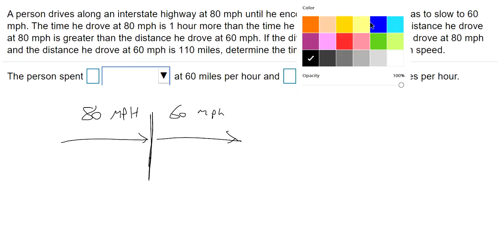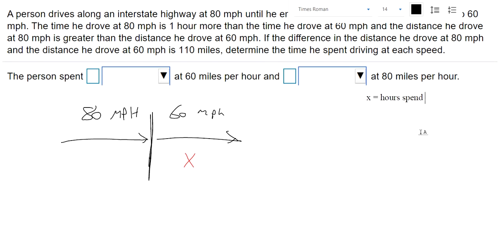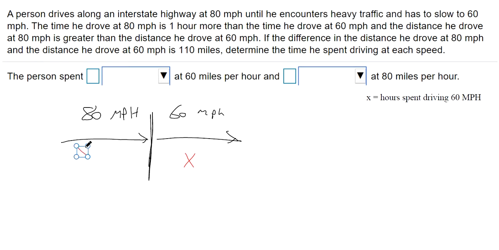So let's call the time that they spend driving 60 miles per hour, we'll call that x. I'll just make a note off the side. And then that makes this over here nice and easy. This time is x plus 1, right? Because it's 1 more hour than the hour we spent driving 60 miles per hour.